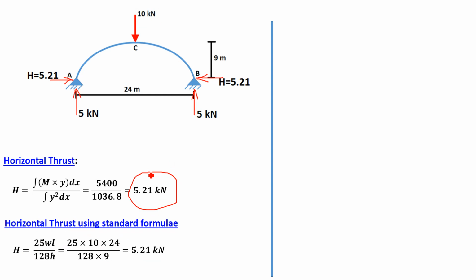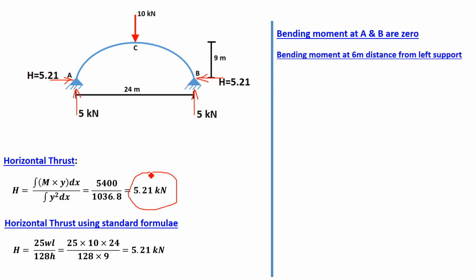Okay. Now this is the first unknown, calculate the horizontal thrust. Now the remaining three unknowns we need to find out, that is bending moment, normal thrust and radial shear at 6 meter distance from the left support. Bending moment at supports we know, since supports are hinge supports, bending moments are always 0 at the simple supports. Now to calculate the bending moment at 6 meter from the left support, 6 meter means here half of this left zone.